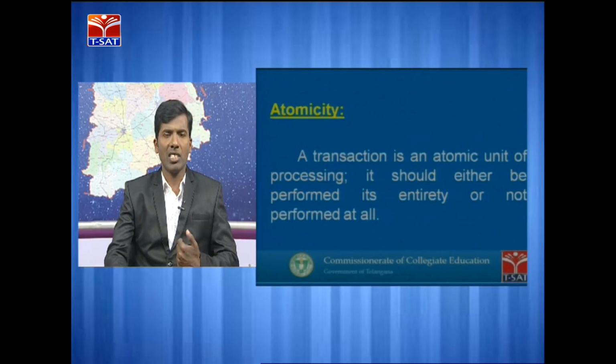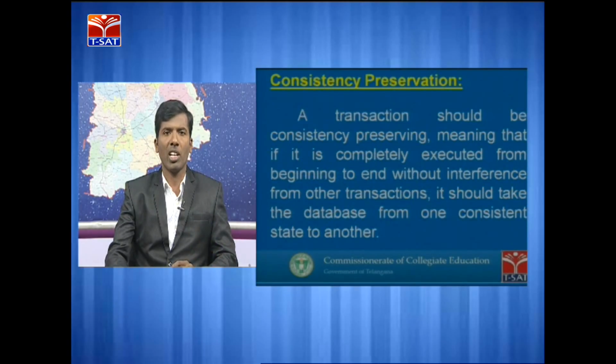Because if a transaction is performed, its action needs to be permanently stored in the database. Otherwise, there is a chance for the end users to receive incorrect results. So the primary most property of any transaction is atomicity, by which either the transaction needs to be performed entirely or it must be stopped entirely. This is the first property of a transaction.